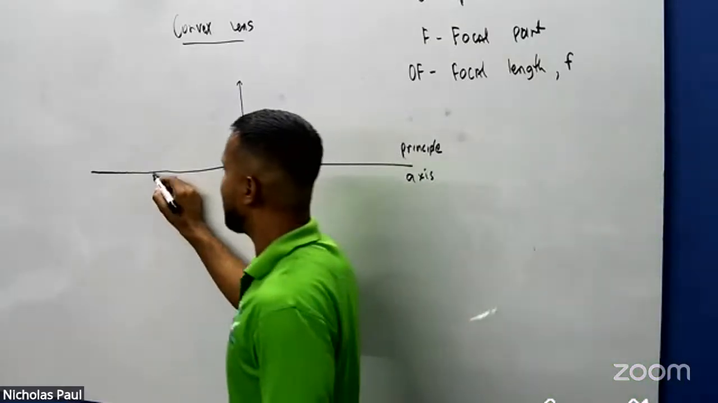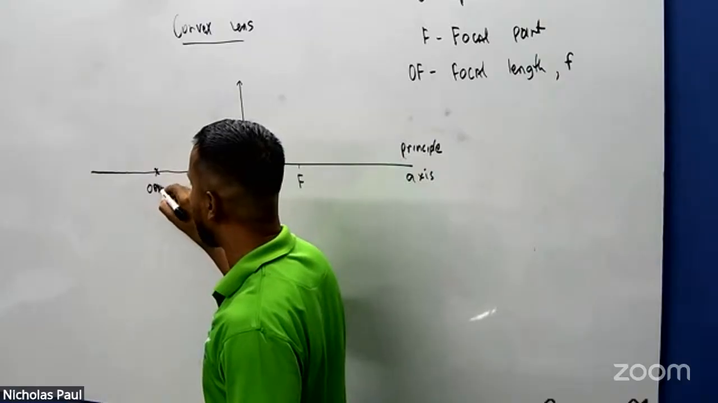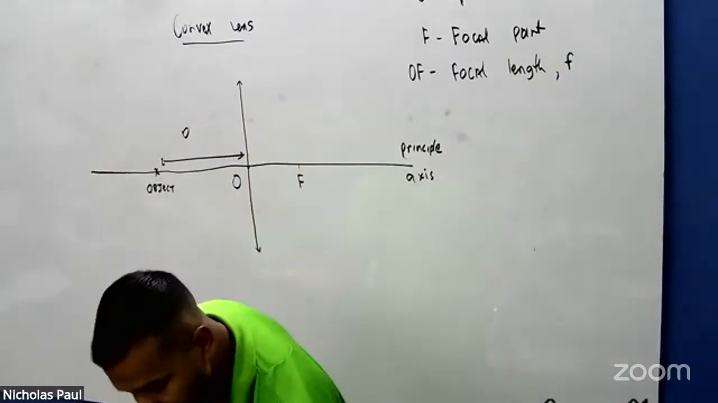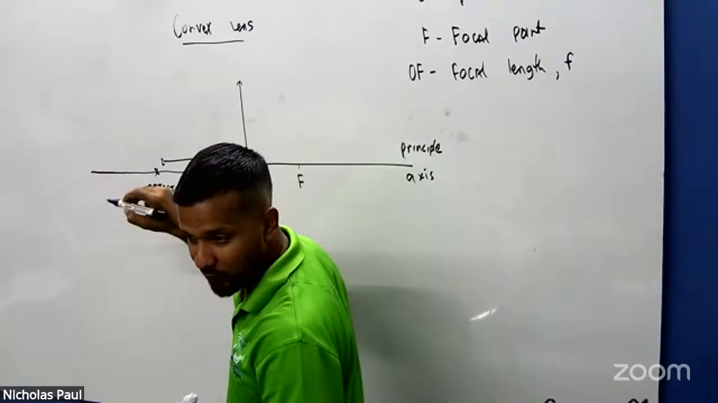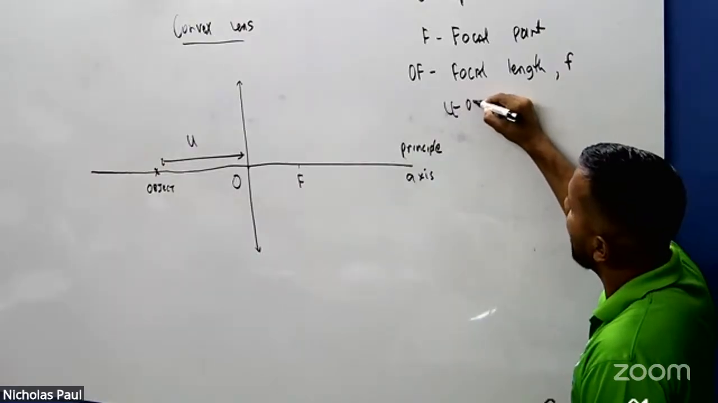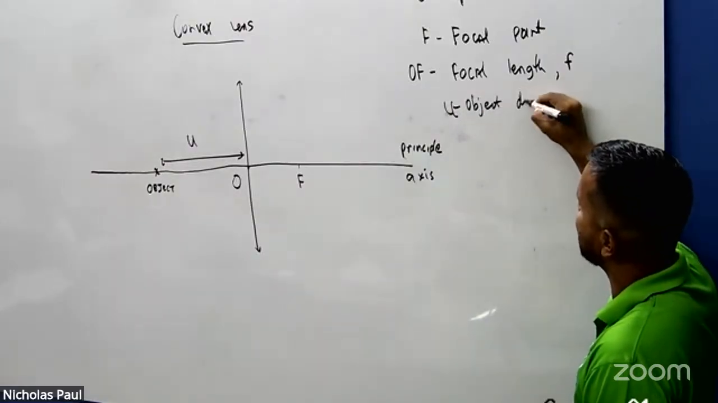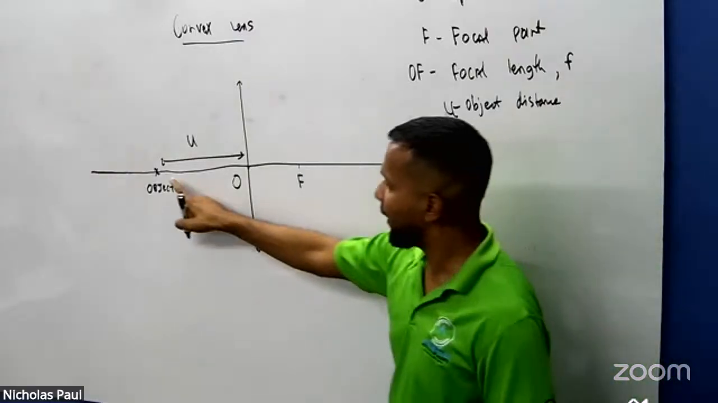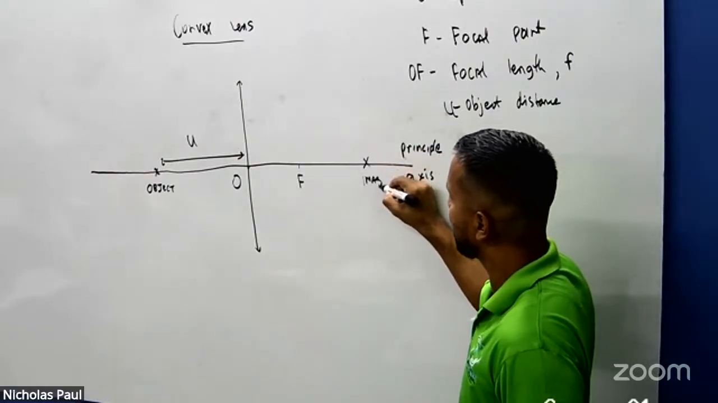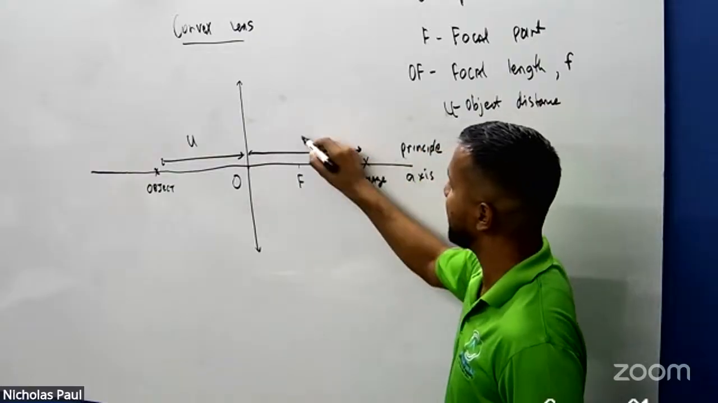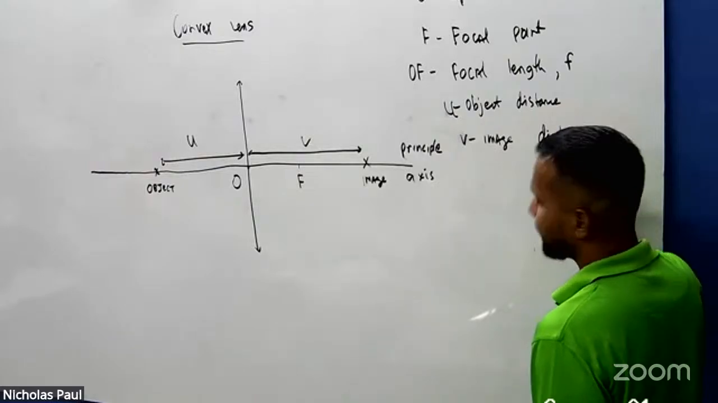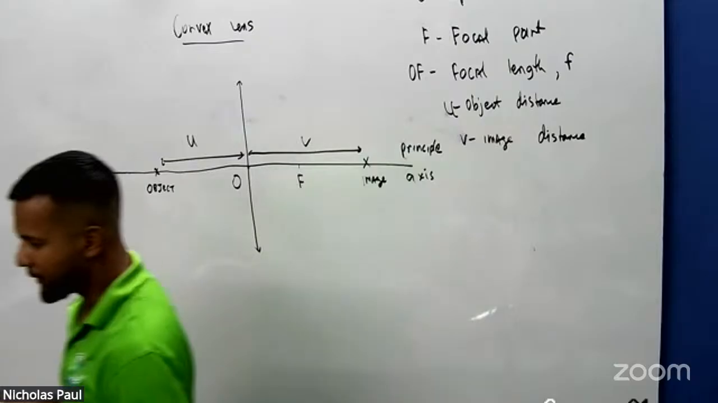If our object was here, we call this distance the object distance. And the letter we use is U. We call that the object distance, basically how far away the object is from the optical center. And let's say the image is here. This distance here is V. We call that the image distance. All right, so it's just a couple of things to learn.